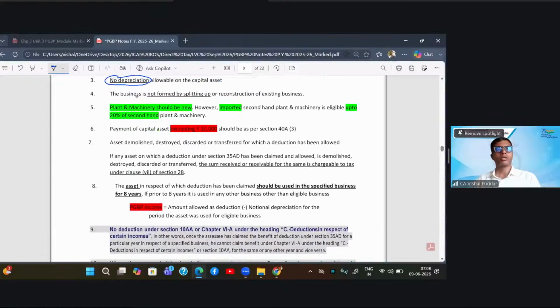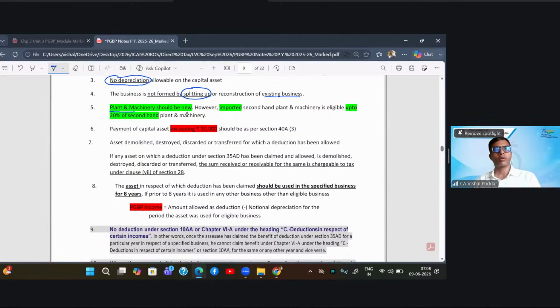Now, a condition: your business should not be started by splitting up of an existing business. It means it should be a new business. It should not be just a makeover of an old business into new, or because of a demerger, two separate companies are created, but the business is old. It will not be eligible.